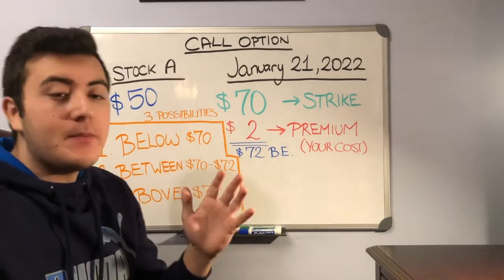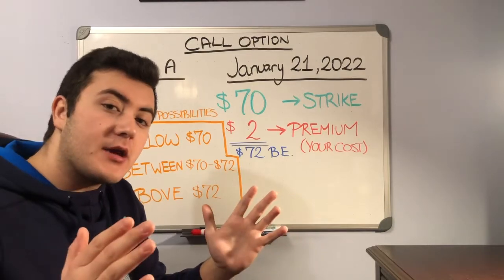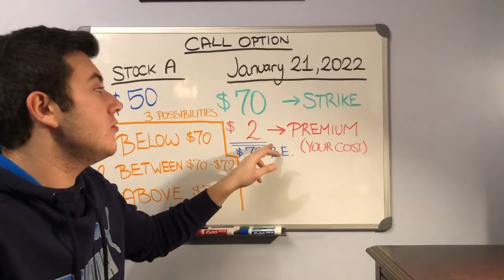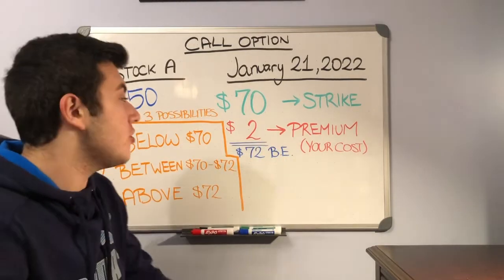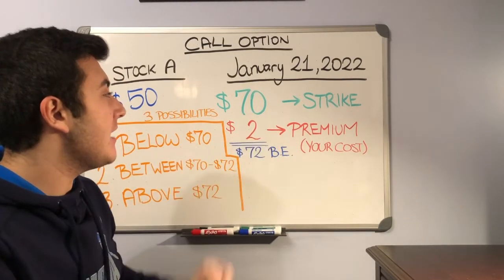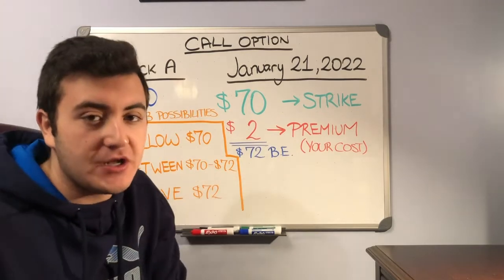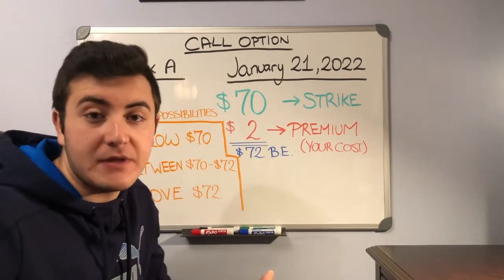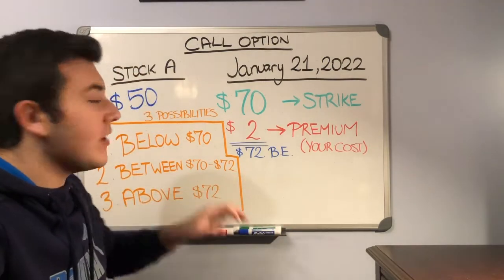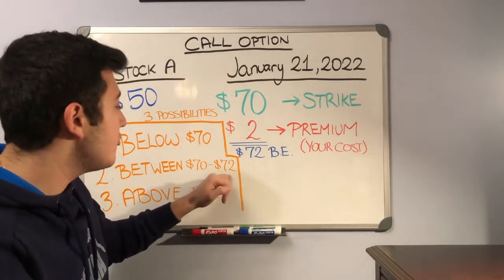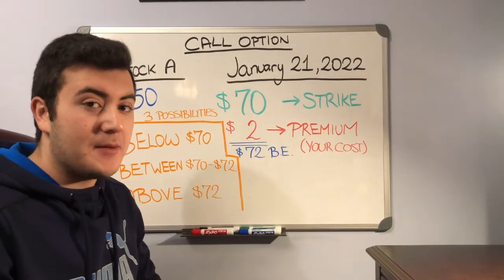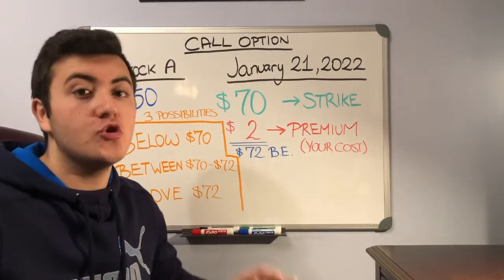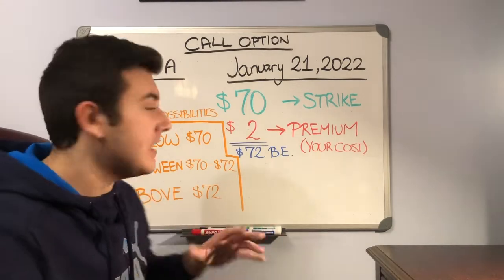Number two, it can either be between $70 and $72. Okay, so let's say it goes to $71. Well, basically you lose 50% of your money. Because you put $2 and it's only going to be $1 above $70, so you only get $1 back instead of $2. So you basically lose 50% of your money. And that's a ratio you're going to lose. Anything under $72, you're going to lose, but you're still going to get some money back. Under $70, you don't get anything back. You lose 100% of your money.